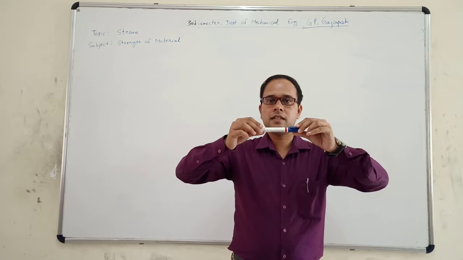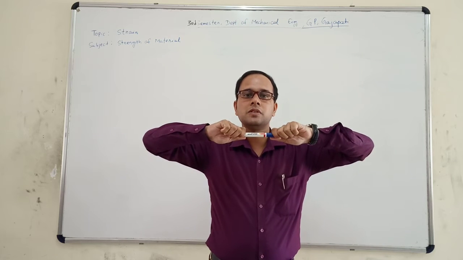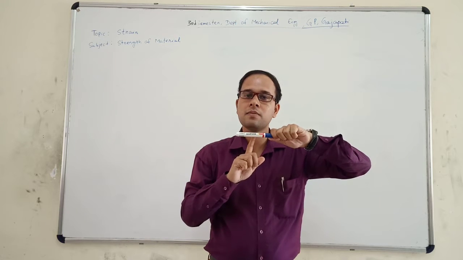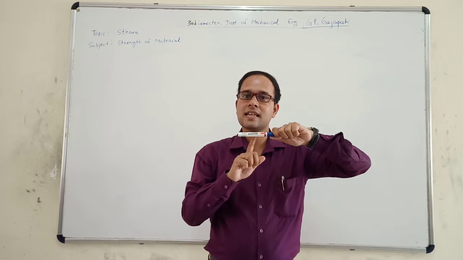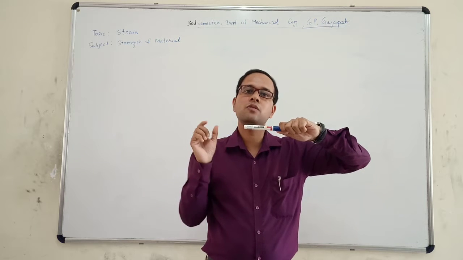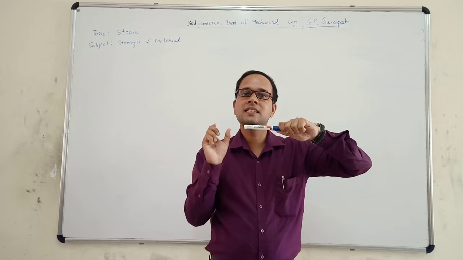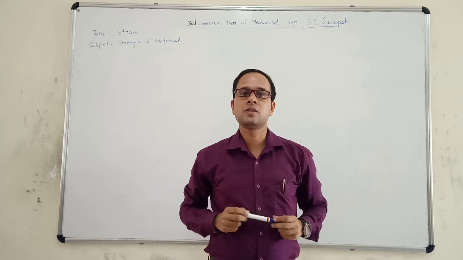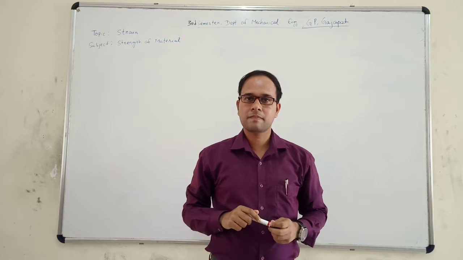Suppose this is a body, and I am applying tensile force. Due to this tensile force, a tensile stress will develop, and due to this tensile stress, the length of the body will elongate. There will be a change in length. That change in length by the original length of the body is known as tensile strain.